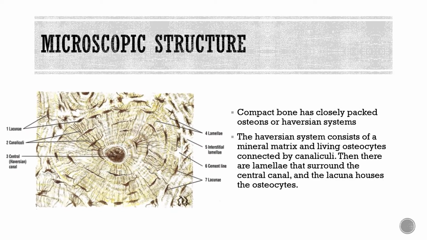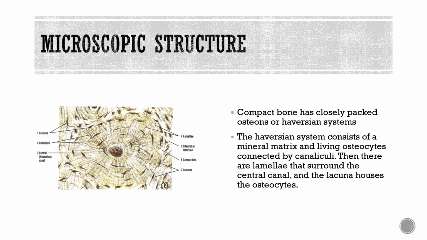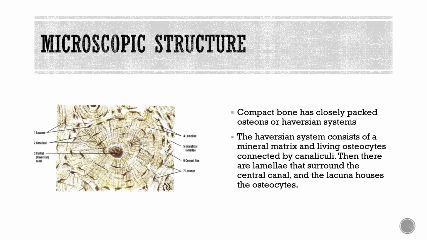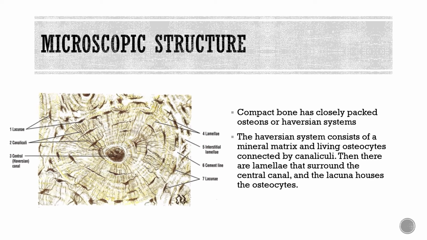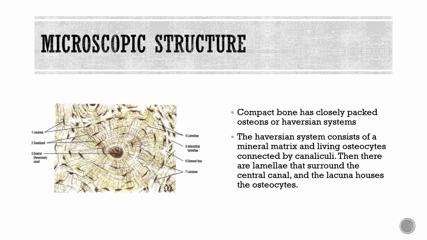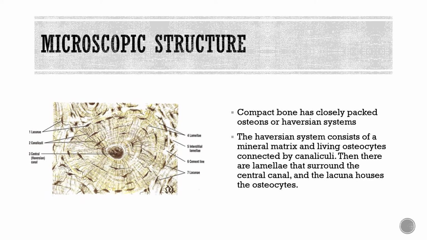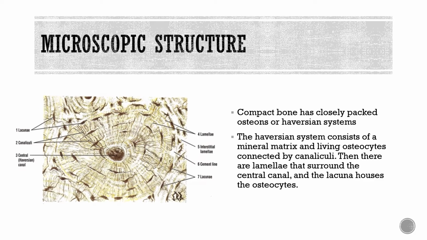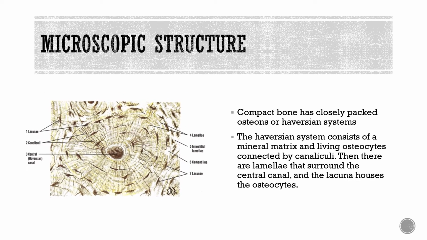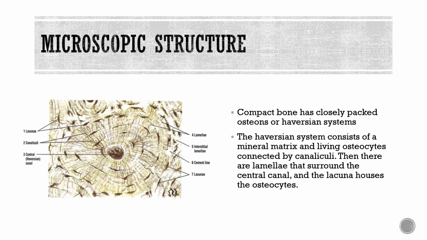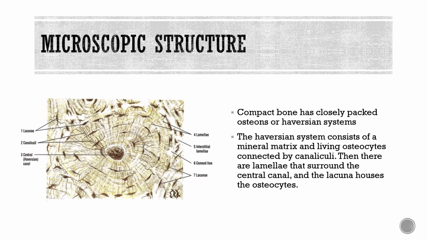The microscopic structure of a long bone consists of compact bone, where osteons are closely packed within. And in the osteons, there is a mineral matrix and living bone cells called osteocytes that are connected by canaliculi. There is a central canal in the osteon that is surrounded by lamellae, which are concentric layers. In those layers, there are lacunae, where the osteocytes have their habitat.